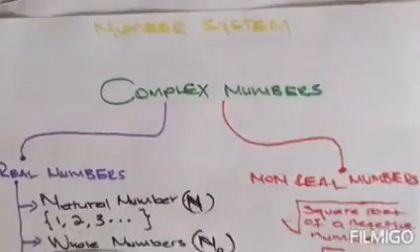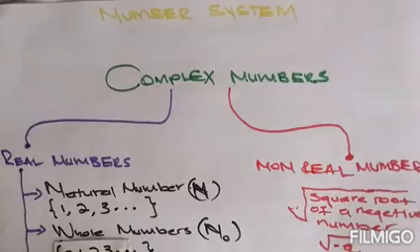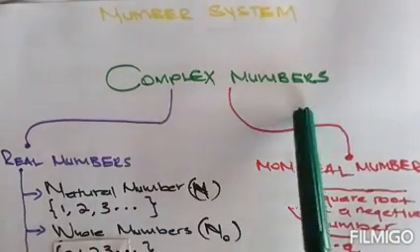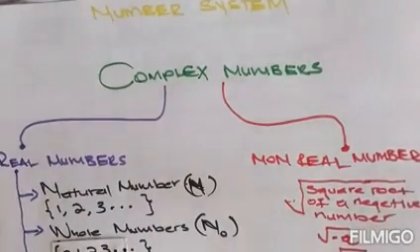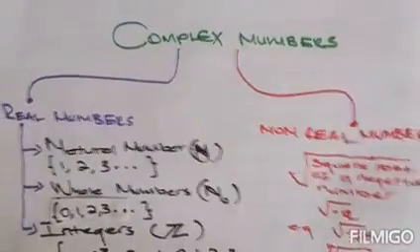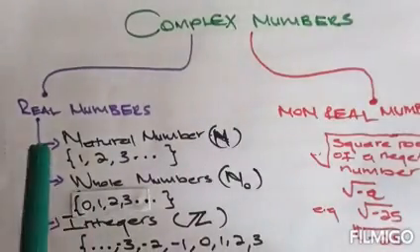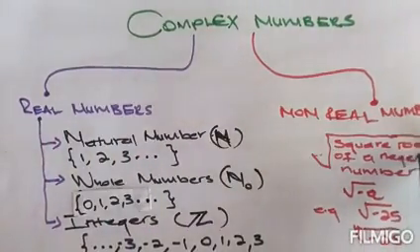The first thing that we're going to revise is a number system. Number system is a division or a classification of all numbers that we are using in mathematics. So these numbers are first classified as complex numbers. Complex numbers are divided into two, where we have real numbers and non-real numbers.